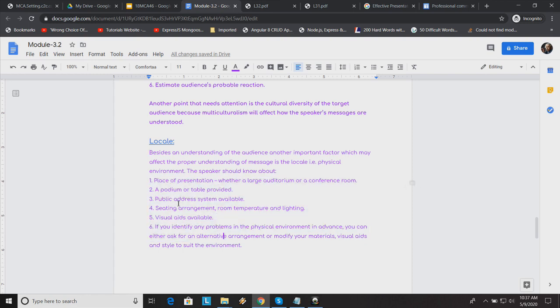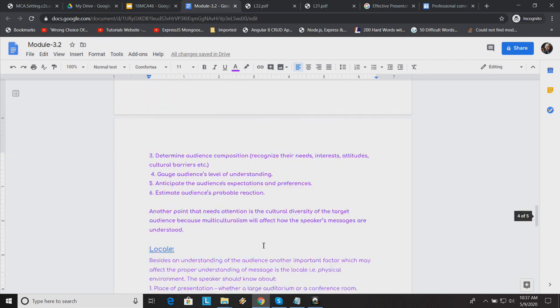The points are mentioned here: place of presentation, whether a podium or table is provided, whether a public address system is available, the seating arrangement, and the visual aids available. If you identify a problem in the physical environment in advance, you can ask for an alternative arrangement. This is the main task. You should ask if you face any problem on the stage, such as whether people are looking at you or not. Or modify the material. As in the previous example, if I'm not able to present the PPT because the current is off, then I have to use chalk and board. Modify visual aids and style to suit the environment.